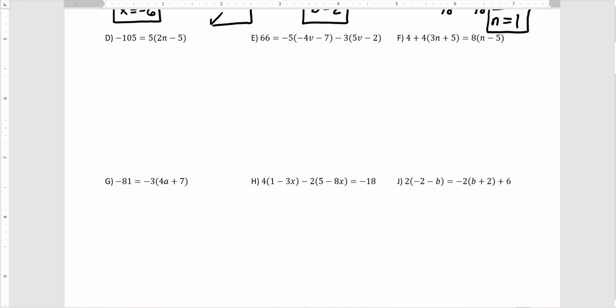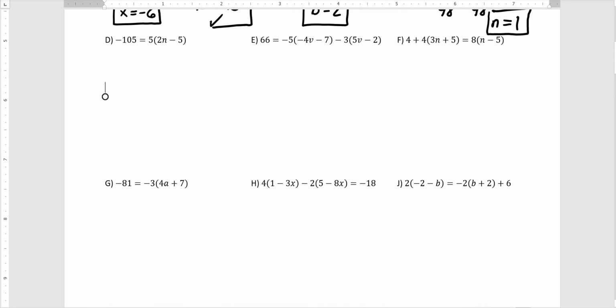Let's try letter D. Alright, so negative 105 equals 5 times 2n minus 5. So here's an example. We only have one quantity. We only have one set of parentheses here, and we're multiplying that set of parentheses by 5. So let's just go ahead and divide by this 5 here. Now negative 105 divided by 5 is negative 21. Equals, and now we only have 2n minus 5 here.